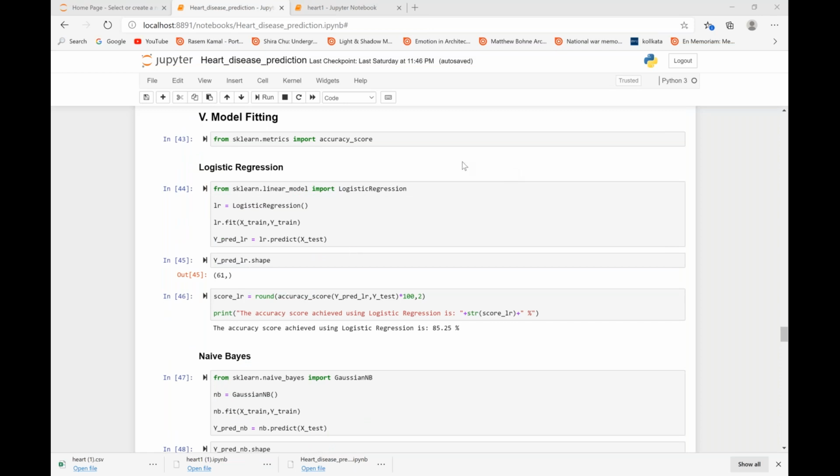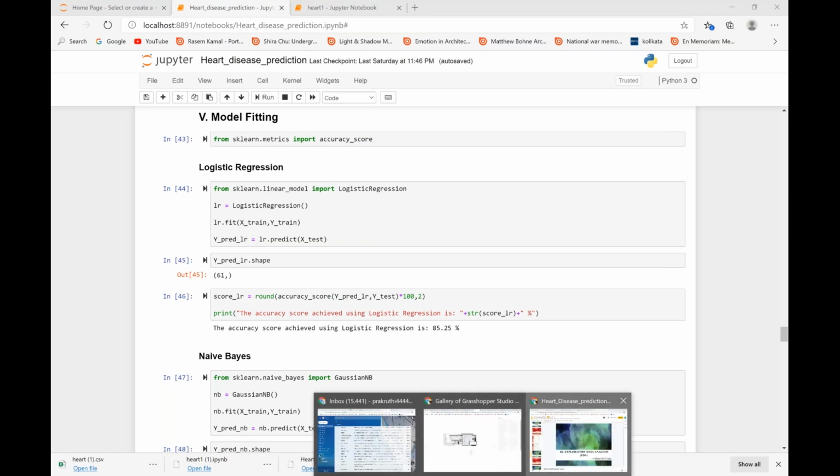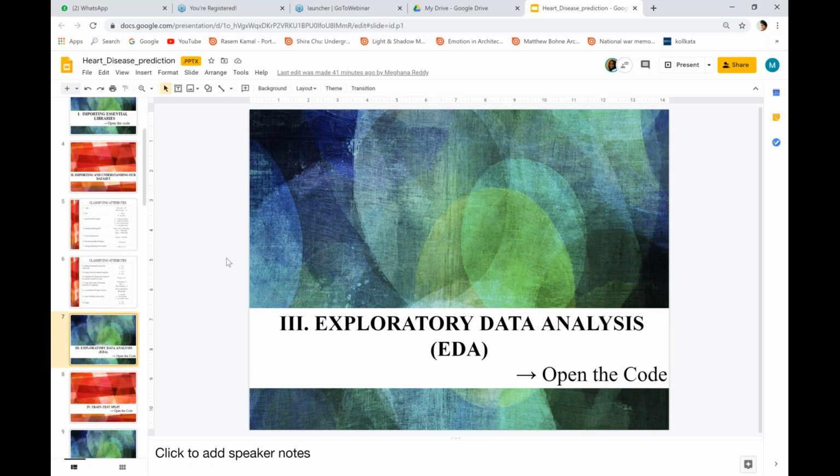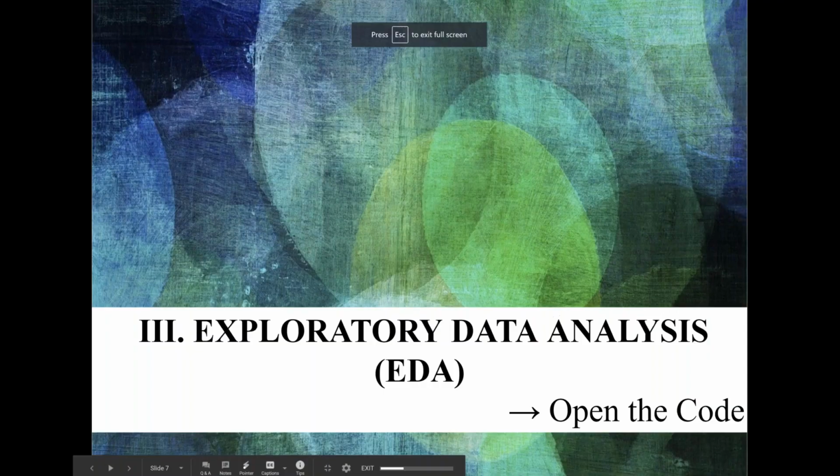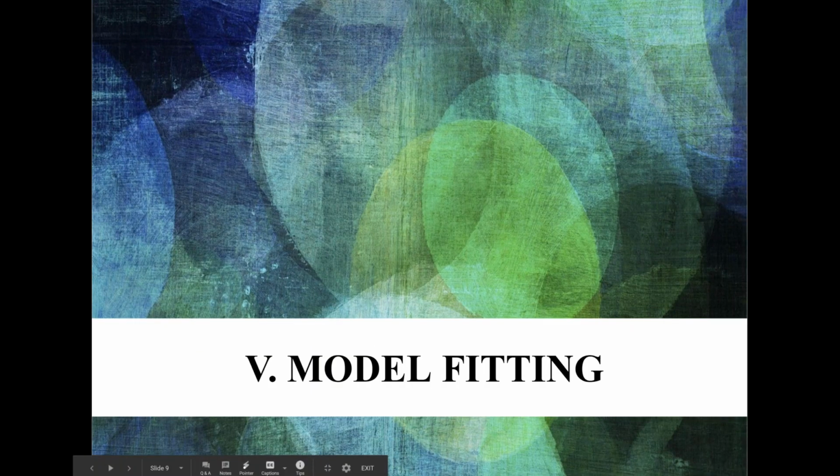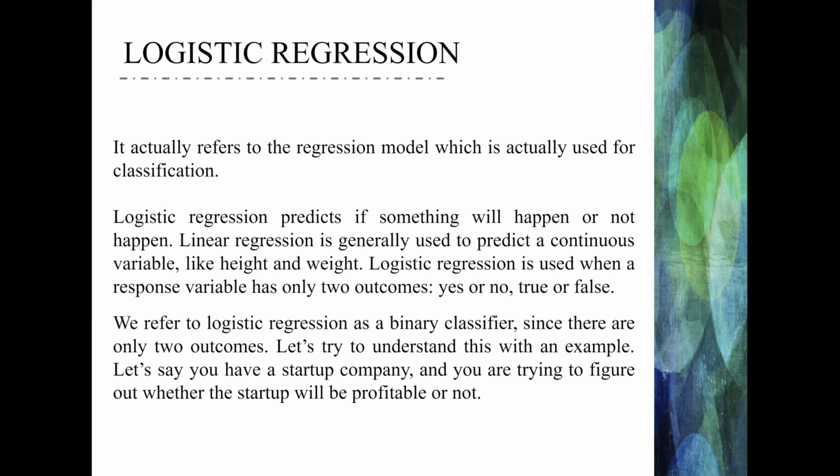Now we'll be explaining model fitting in detail. First, moving on to logistic regression. Basically, what we are going to explain over here are the different classifiers that we have used to predict heart disease. And finally, we are going to conclude which classifier gives us the highest accuracy for heart disease prediction.